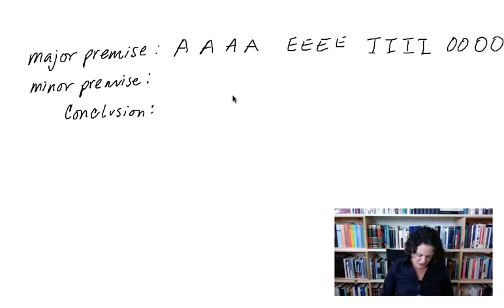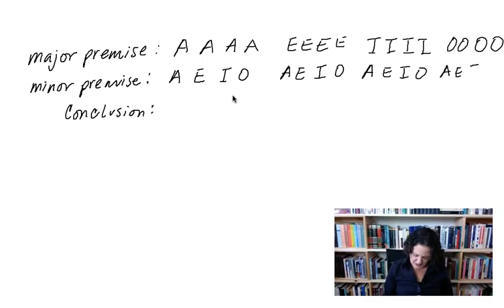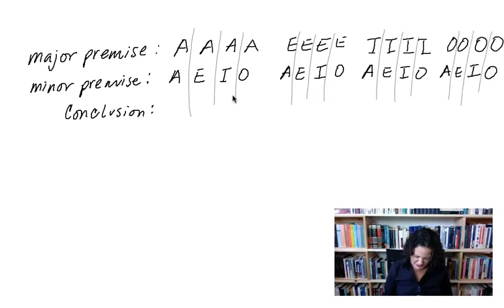Okay, and then we're going to go A, E, I, O. A, E, I, O. A, E, I, O. And one more time, A, E, I, O. Okay, so these represent syllogisms. Maybe if I do one more thing, I'm going to separate these out so that you can see it's like a chart. And these are premises. They don't have any specifics yet because we're going to have to put the specifics in.